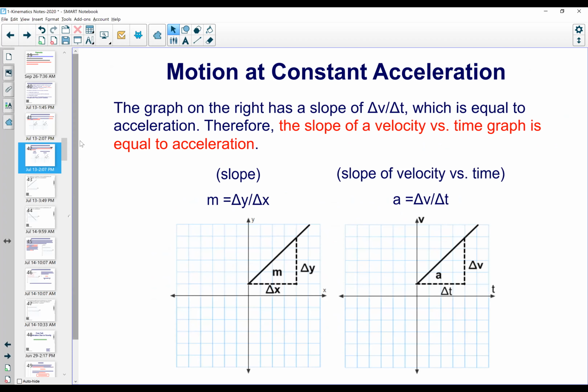All right, another way to process this is just kind of rephrasing it, kind of giving you a second look at it. The graph on the right does have the slope change in v over change in t. And we know by definition that means acceleration. Therefore, this is kind of our conclusion. The slope of a velocity time graph is equal to the acceleration. So any questions? That's the first of two major topics today.